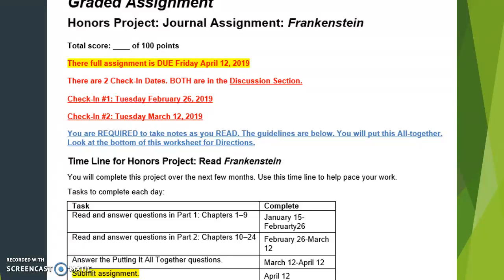You are required to take notes as you read. The guidelines are below. You will put this all together. Look at the bottom of this worksheet for directions. The second part, as you can see, was just a schedule of how you should break down your reading and assignment. Now, some of you may have followed this, some of you may have done something different, and that's totally fine. This is just kind of a help to pace yourself so you didn't have to do it all at the last minute.